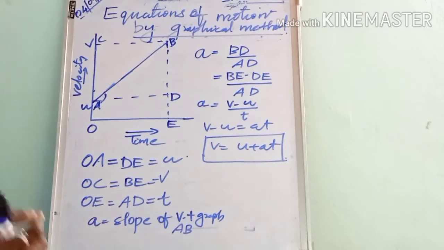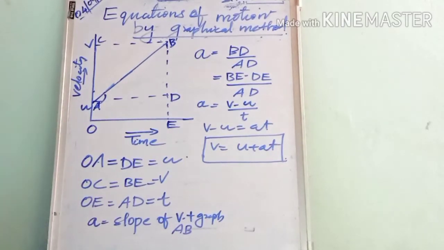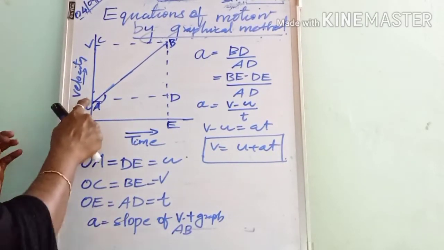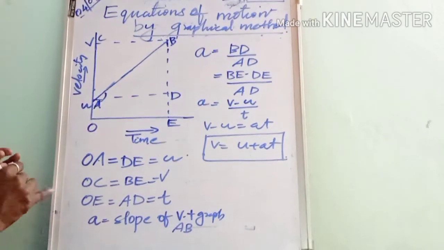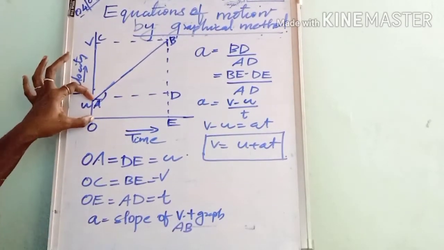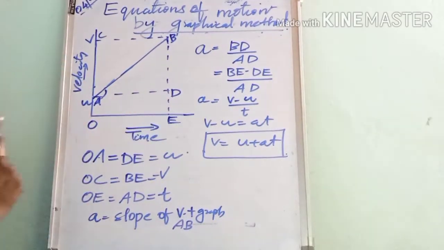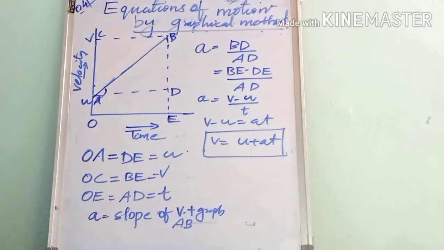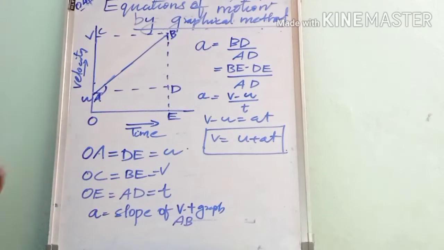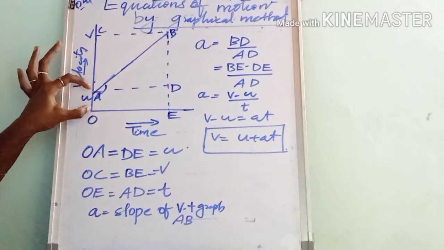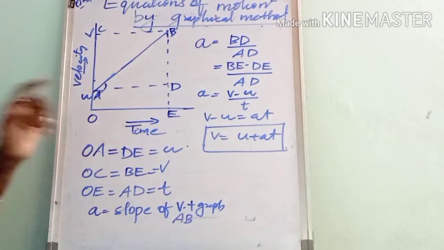Is it clear? Here AB represents the velocity time graph for uniformly accelerated motion. From the graph we can write OA, this much distance OA, is equal to DE, which is taken as the initial velocity U. These things we have to write from the graph.